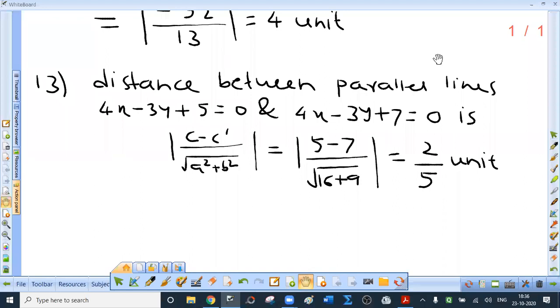Sum number 13. Find the distance between parallel lines 4x minus 3y plus 5 equal to 0 and 4x minus 3y plus 7 equal to 0. First see that coefficient of x is the same in both the equations. Yes, so coefficient of y will also be the same if lines are parallel. If lines are intersecting, then there is no point in finding the distance between them. It ranges from 0 to infinity, right? So what is the distance? Mod of c minus c dash upon root a square plus b square. Substitute the values to get 2 by 5 unit as the answer.